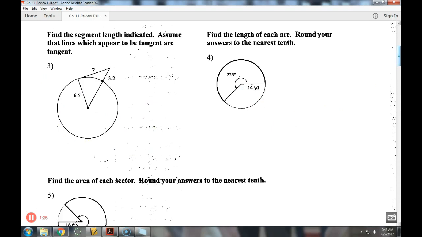Number 3, find the segment length indicated. So the question mark is right here, so I'm going to call that x. We do have a theorem that says if a radius runs into a tangent line, at that point of tangency it's 90 degrees, which should open up the door for the Pythagorean Theorem. It looks like I don't have the length of the hypotenuse, but I actually do, because the radius portion should be the same all the way around. So I'm going to add these two together, and I get 9.7 for that hypotenuse.